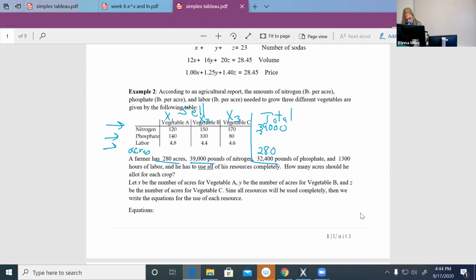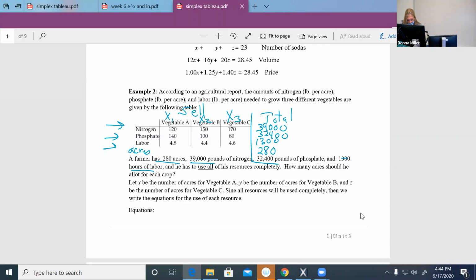32,400 of phosphate. And 1,300 hours of labor. So you see I just filled in the columns, right? And this is going to give me my constraints. So I have at most that much available, right? So with simplex tableau, instead of using equal, use less than or equal, all right?